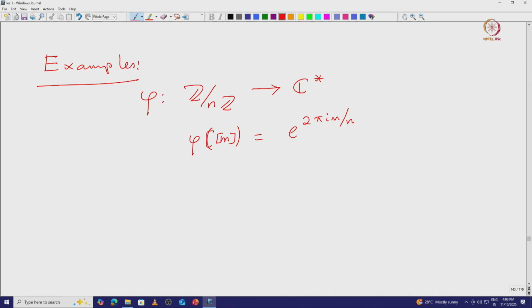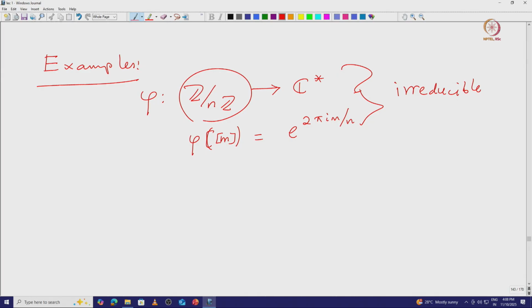We will see later that any finite dimensional representation of this Z modulo nZ will be decomposed as a direct sum of one dimensional irreducible representations. Here one can easily prove that since this representation is one dimensional, it must be irreducible.